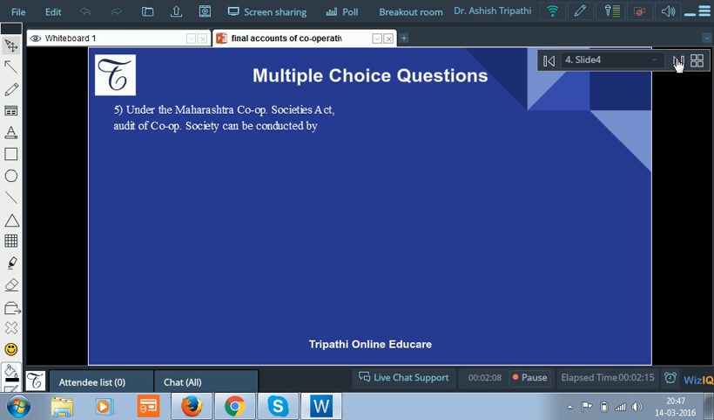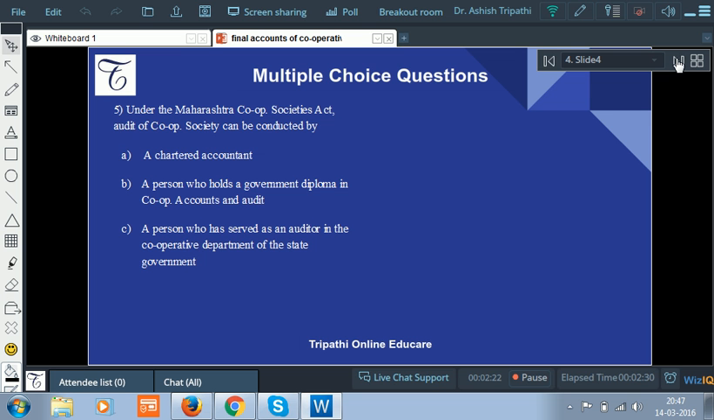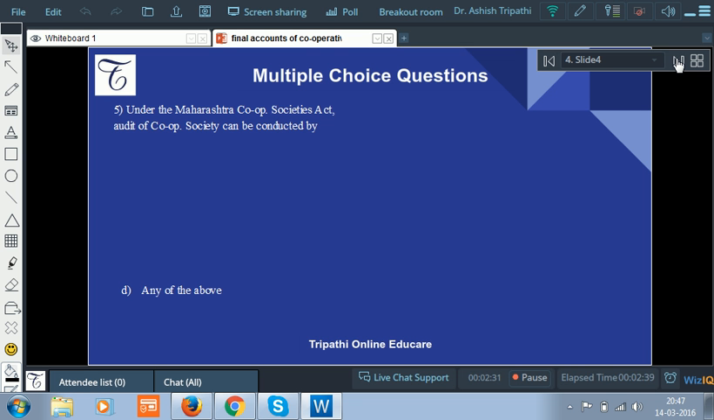Fifth, under the Maharashtra Cooperative Societies Act, audit of a cooperative society can be conducted by: A. A chartered accountant, B. A person who holds a government diploma in cooperative accounts and audit, C. A person who has served as an auditor in the cooperative department of the state government, D. Any of the above. And the correct answer is D. Any of the above.